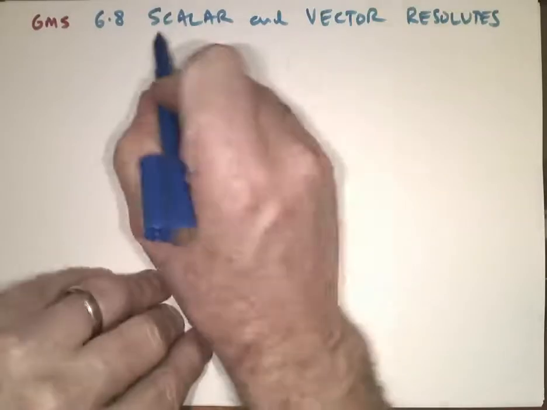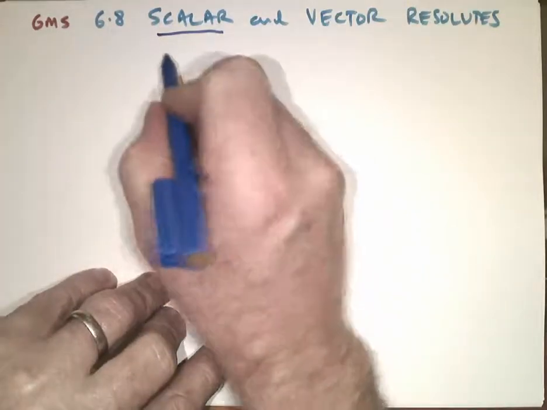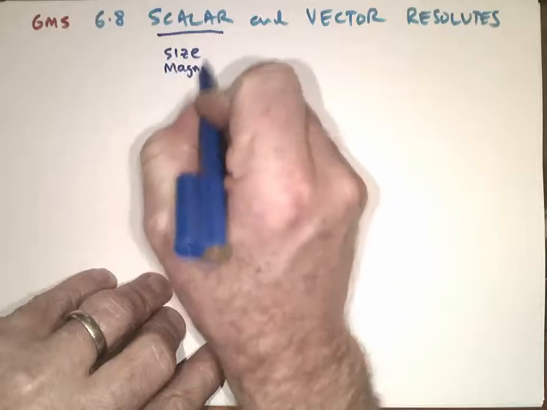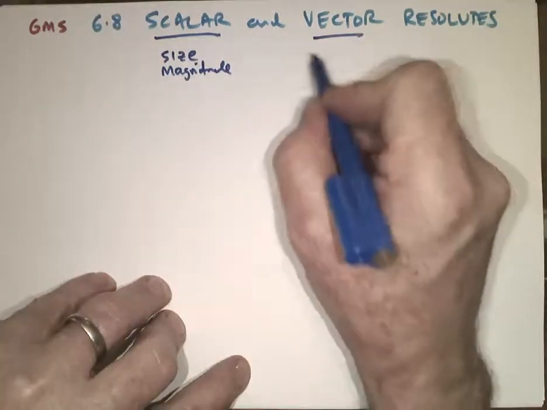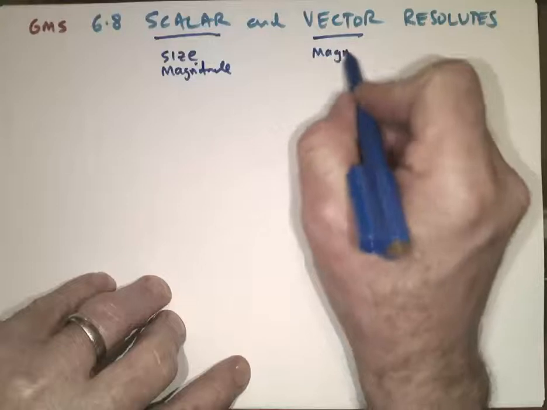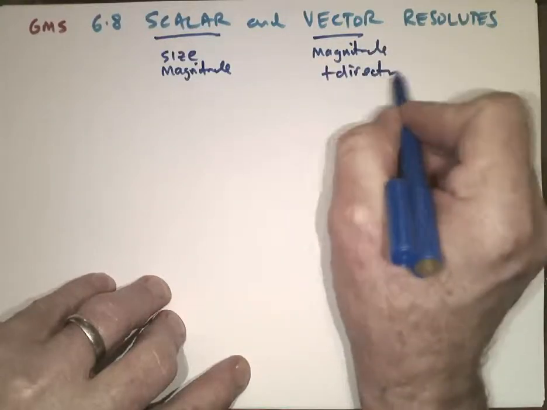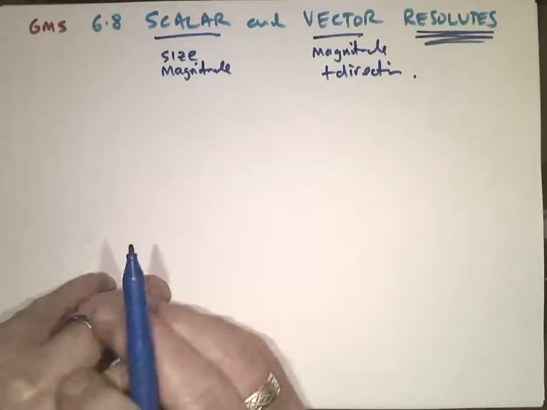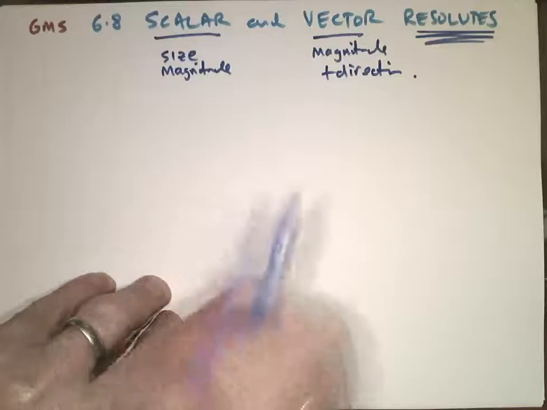Remembering scalars are magnitude only, or size. Vectors have magnitude and a direction. Resolutes are bits in one direction and bits in the other direction, so we can break them into two parts or pieces.